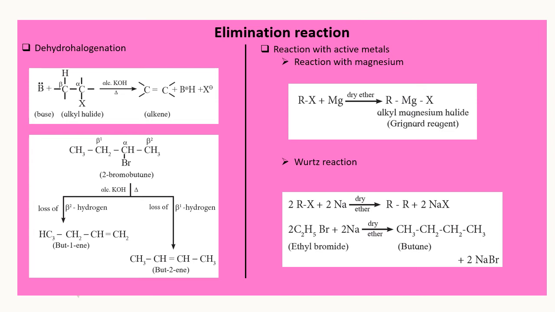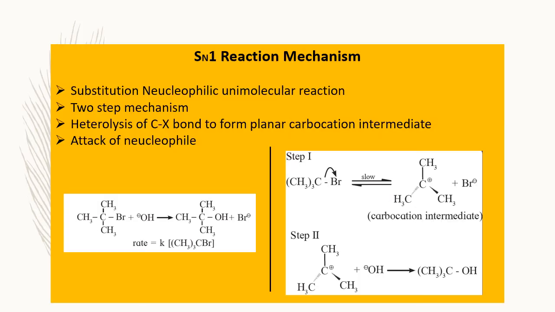Second one, that is the Wurtz reaction. Alkyl halide reacts with metallic sodium in dry ether as a solvent and forms higher alkanes containing double the number of carbon atoms present in alkyl halide. This reaction is called the Wurtz reaction. For example, 2 RX plus 2 Na in dry ether gives rise to R-R plus 2 NaX.